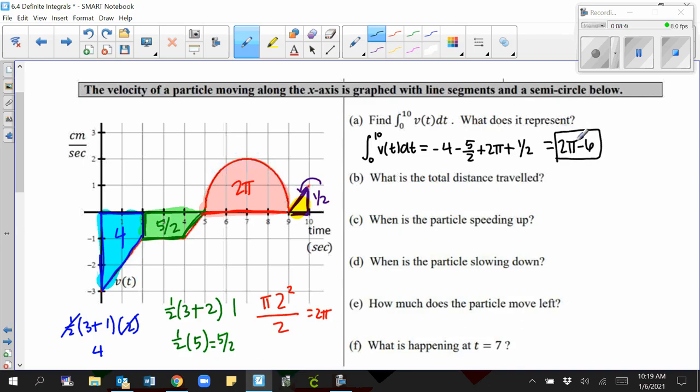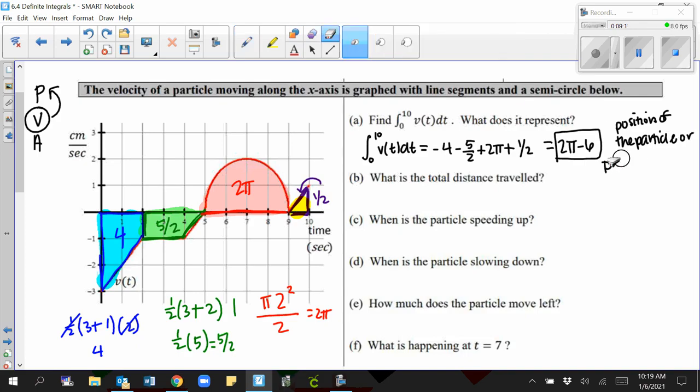And then when it says, what does it represent? Well, we've kind of talked about our relationship between our position, our velocity, and acceleration. So if this whole graph is the velocity, the integral goes backwards to the position. So it's going to represent the position of the particle, or we could also say the particle's displacement.